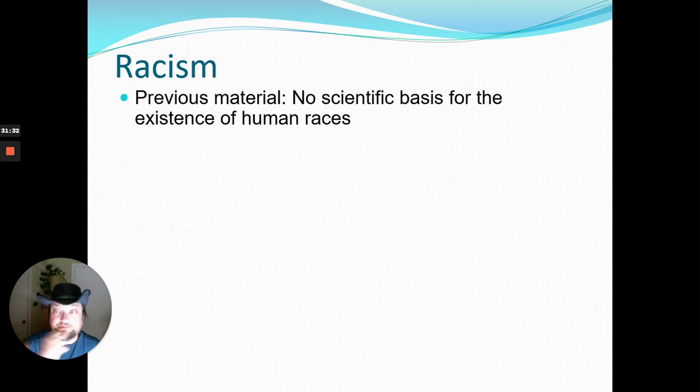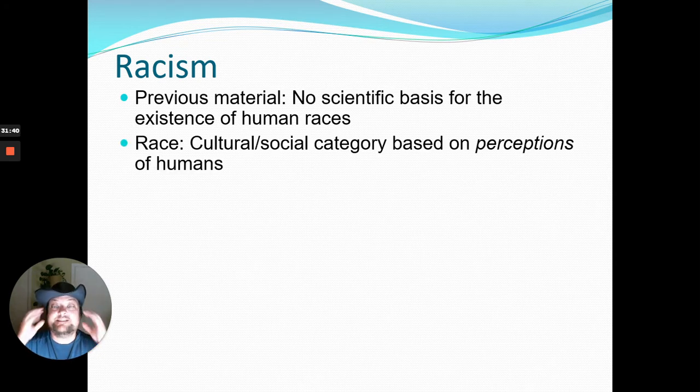Racism. So racism also fits into this idea of stratification because, as we've seen in previous material many weeks ago, although there's no scientific basis for the existence of human races, race still exists as a cultural or social category based on perceptions of humans. So again, you have people who will look at physical differences between people who have maybe lineages, roots in different parts of the world and therefore look different, and in a lot of people's minds they're still putting people in boxes based on that, right?